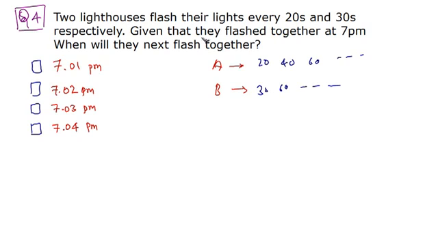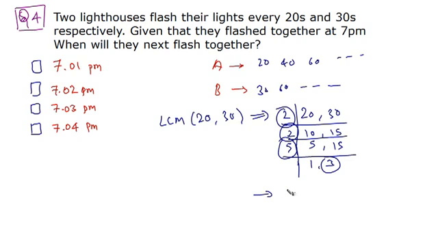Now what will be the time when they will flash together? Again, it is the problem of least common multiple. We have to find out the common multiples of A and B and the least amongst them. So the LCM of 20 and 30 is 2 into 2 into 5 into 3, and that comes out as 60.